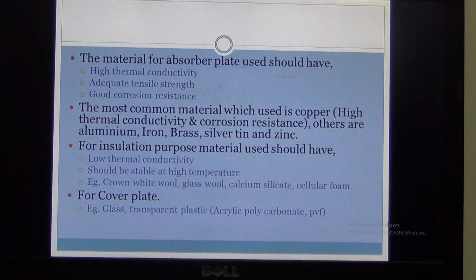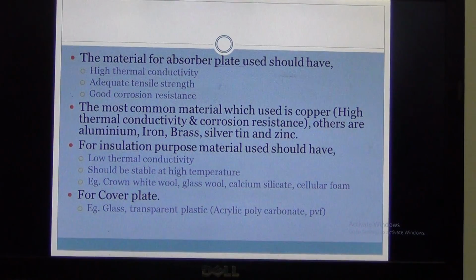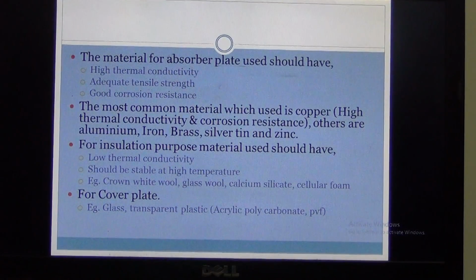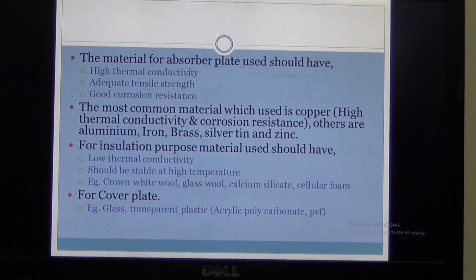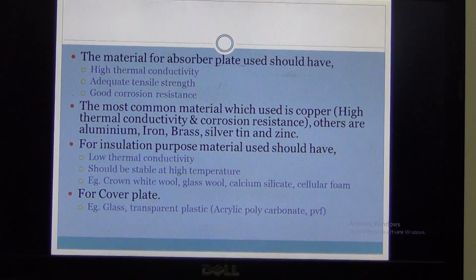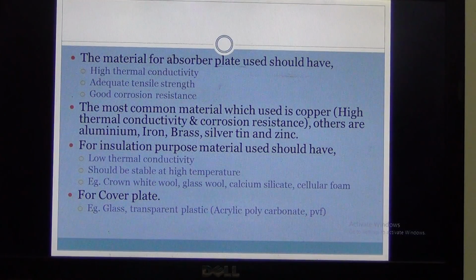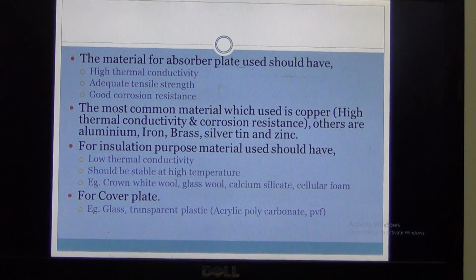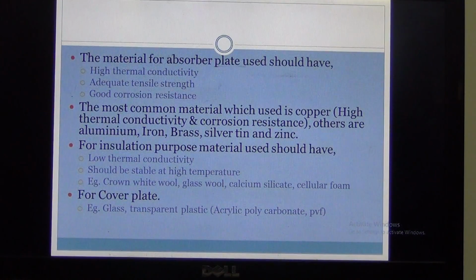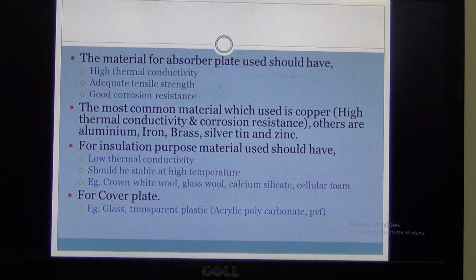The material for the absorber plate should have the following things: high thermal conductivity and adequate tensile strength. Tensile strength is more important as the plate should not crack due to some pressure or external force. It should also have good corrosion resistance, as the material is exposed to the environment.